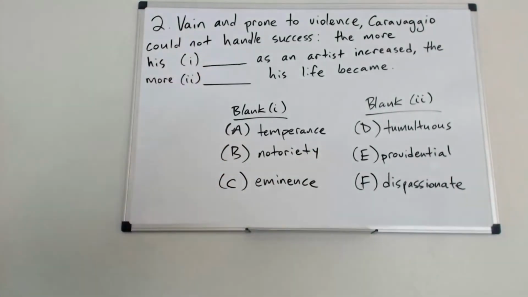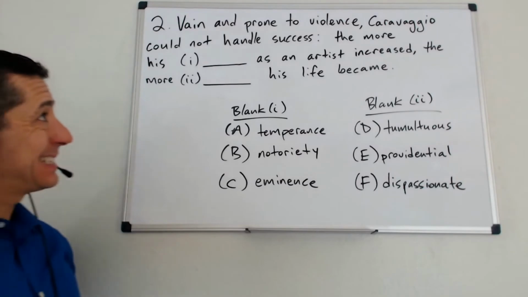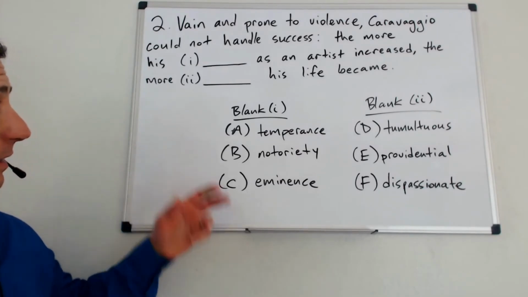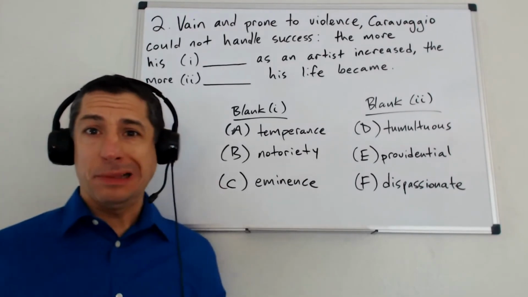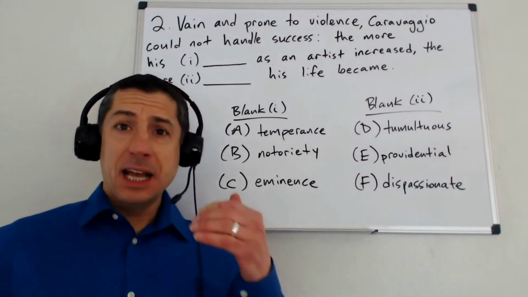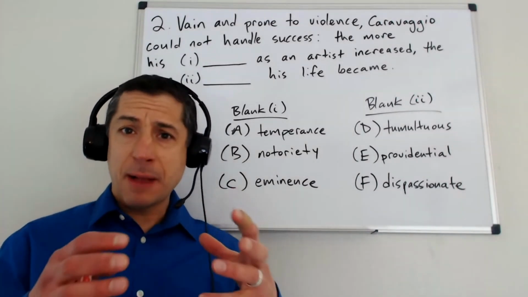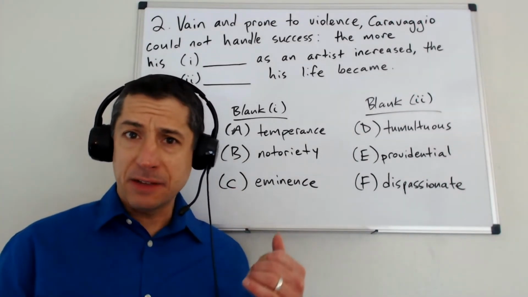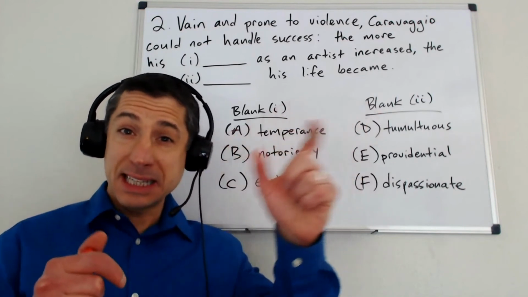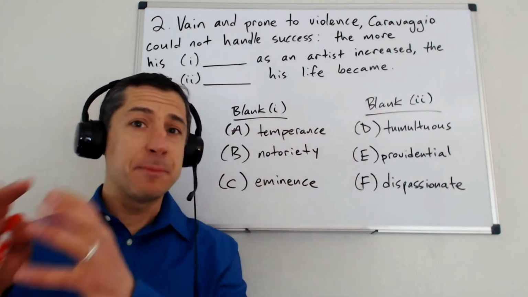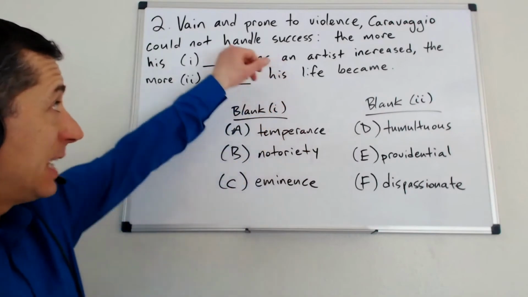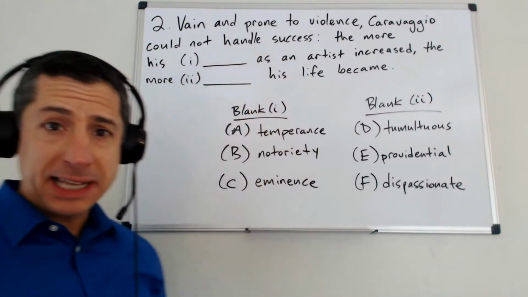Okay, vain and prone to violence. Caravaggio could not handle success. The more his blank as an artist increased, the more blank his life became. As always, we're trying to look for something we can grab hold of, something meaty in that sentence itself, so we can say, okay, this thing's going to relate to this blank in some way. You're looking for something in the sentence that gives you a hint about the role that these blanks play.